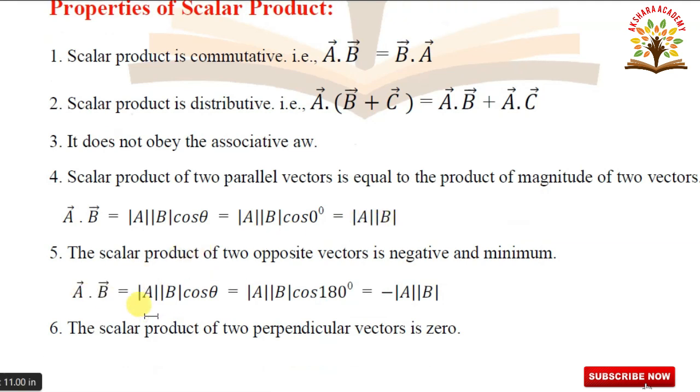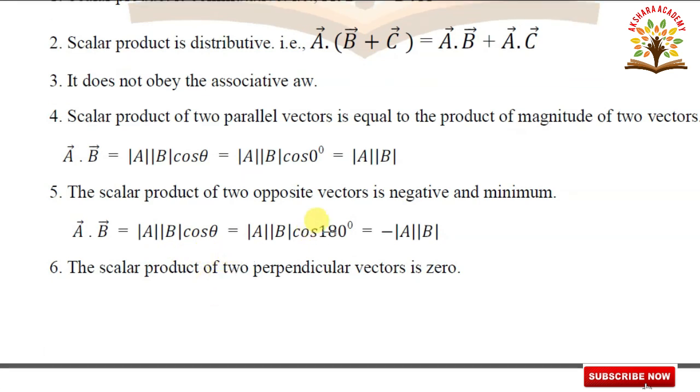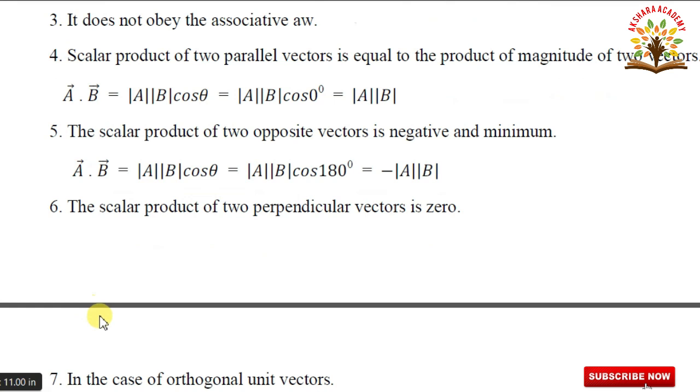Next, the fifth one, the scalar product of two opposite vectors is negative and minimum. So, a bar dot b bar is equal to modulus of a bar modulus of b bar cos theta. If they are opposite vectors the angle is 180 degrees. So, that is equal to modulus of a bar modulus of b bar cos 180 degrees, which is minus modulus of a bar into modulus of b bar. The sixth property is the scalar product of two perpendicular vectors is 0.